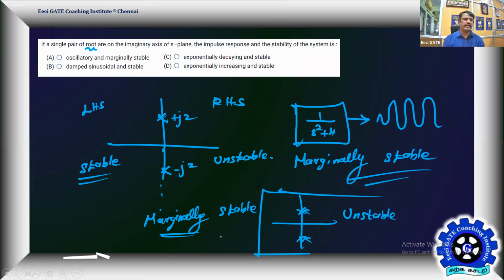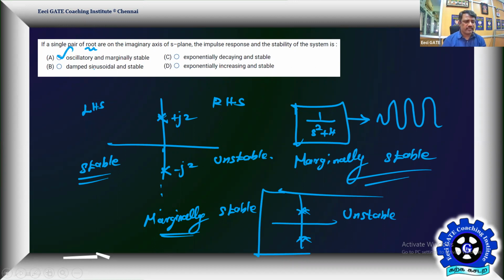So we have already answered the problem. A single pair of roots on the imaginary axis represents a marginally stable system. Any marginally stable system is known to produce sustained oscillation. So it's an oscillator. Oscillators are marginally stable systems. A problem can be raised for 1 mark. What is the right answer? Oscillatory and marginally stable is the right answer.